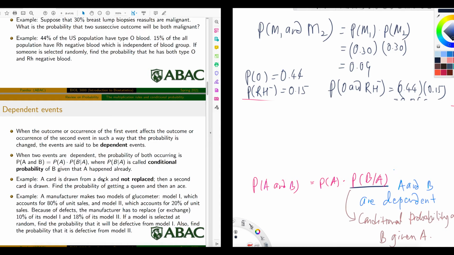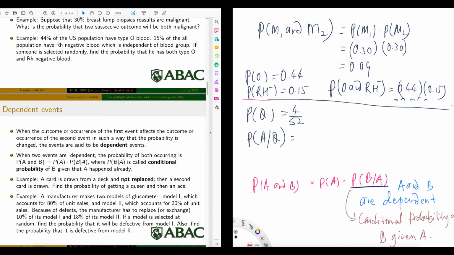So, example: a card is drawn from a deck and not replaced. Then a second card is drawn. Find the probability of getting a queen and then an ace. If you draw a card for the first time, what is the probability that it is a queen? There are 4 queens and 52 total cards, right? That is the probability of a queen. Now the second one: it says queen and an ace. Suppose you pick the first one a queen, what is the probability that the second is an ace, given that the first one is a queen? You see that? Probability of ace given that the first one is a queen. Since it says not replaced, how many cards are left? 51 cards left. How many aces are left? 4 aces, right? Because we are assuming that the first one is a queen.